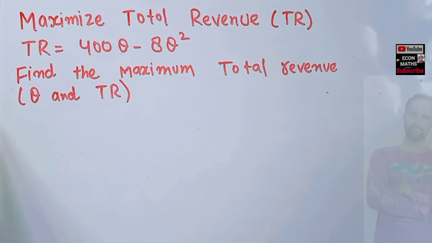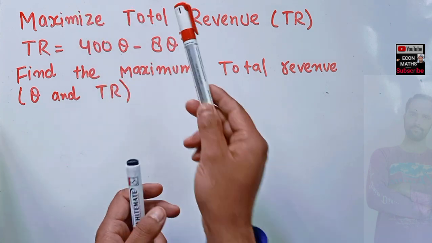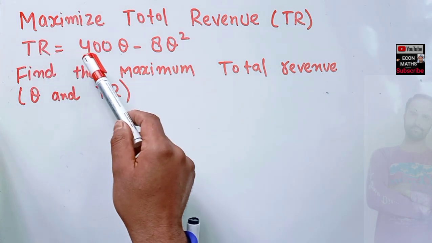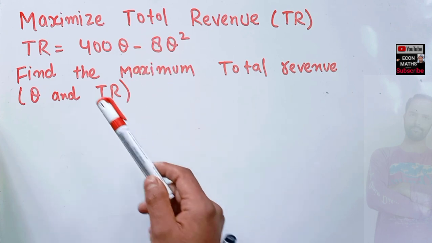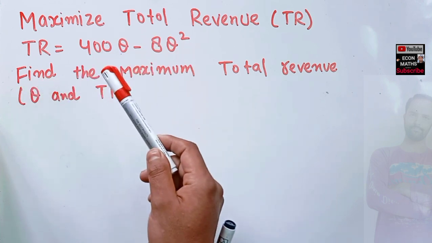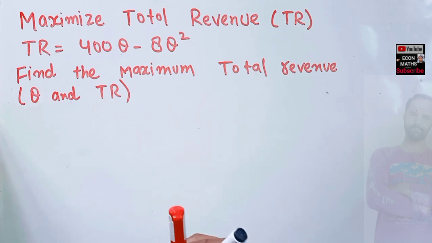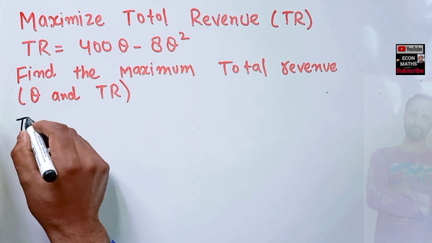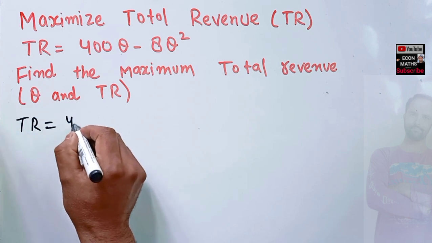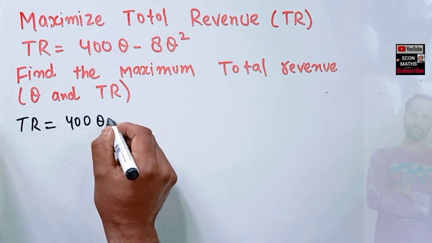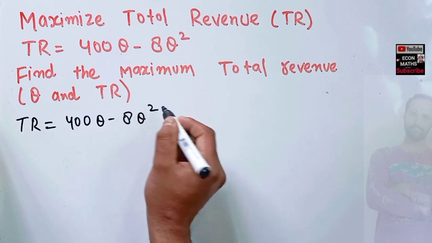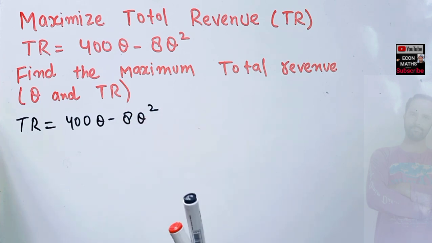How to find the value of output that maximizes total revenue and the corresponding maximum total revenue? The question is to maximize total revenue, where the total revenue function is TR = 400q - 8q². Q is our output. We need to find the maximum total revenue, that means the output level and the total revenue, of course the maximum. So we are being given the total revenue function TR = 400q - 8q². We want to maximize it.